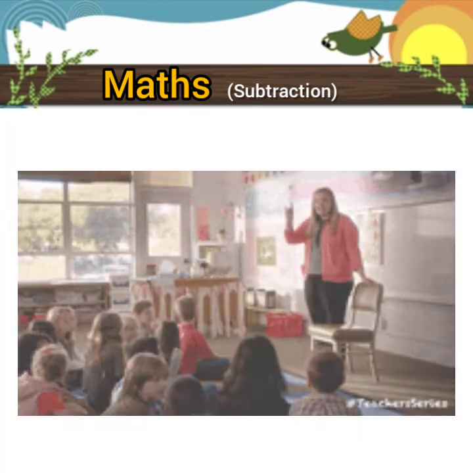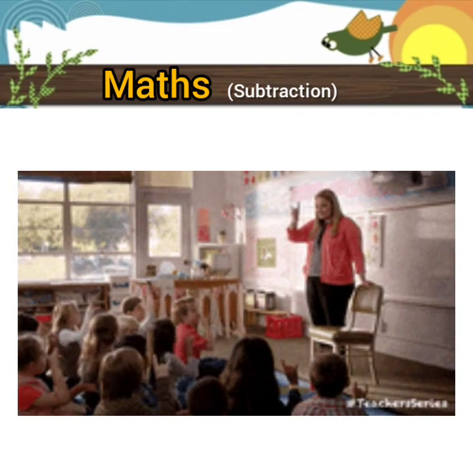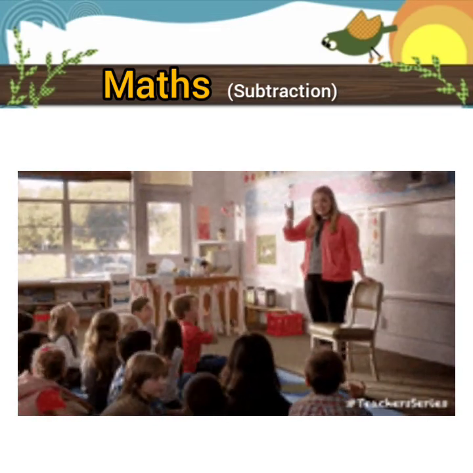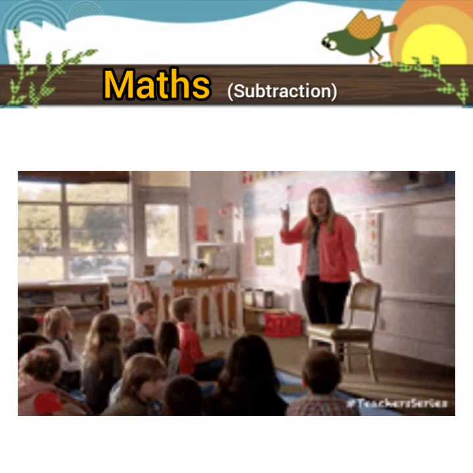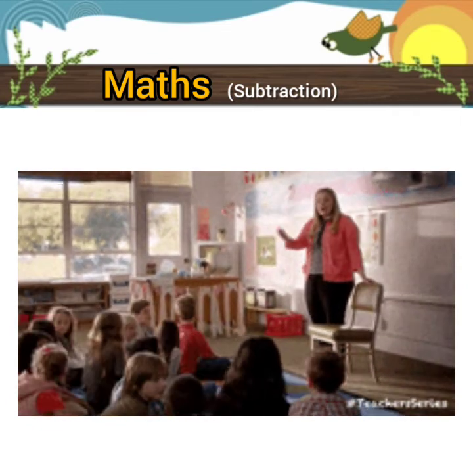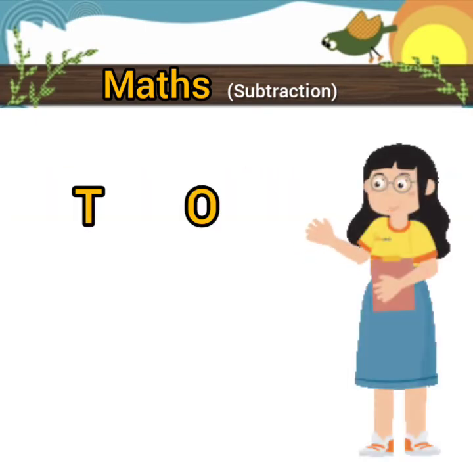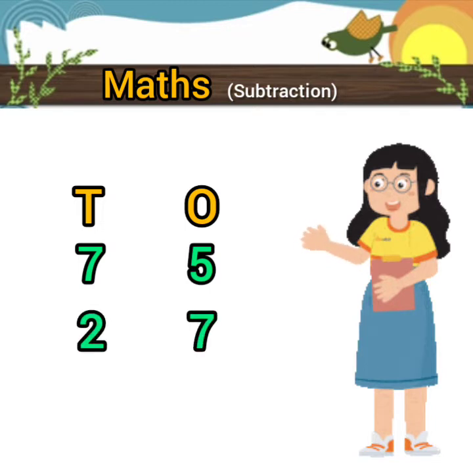Children, you all have learnt subtraction of 2 digits without borrowing in standard 1. Now, we will learn about borrowing subtraction of 2 digits. So, please see. Okay children, at first we will write the places ones and tens. Now we will subtract 27 from 75. That means we will take away 27 from 75.